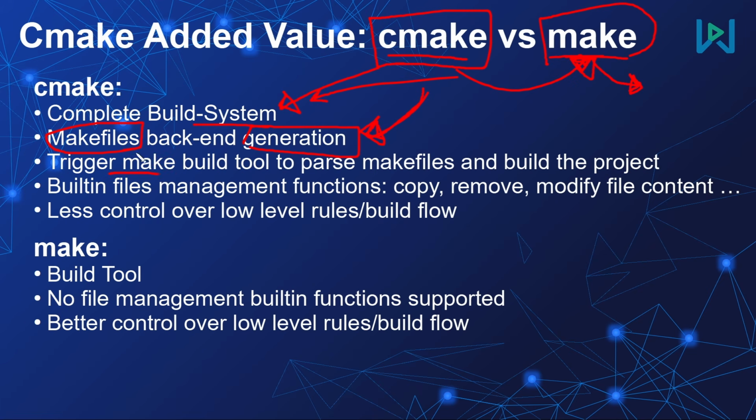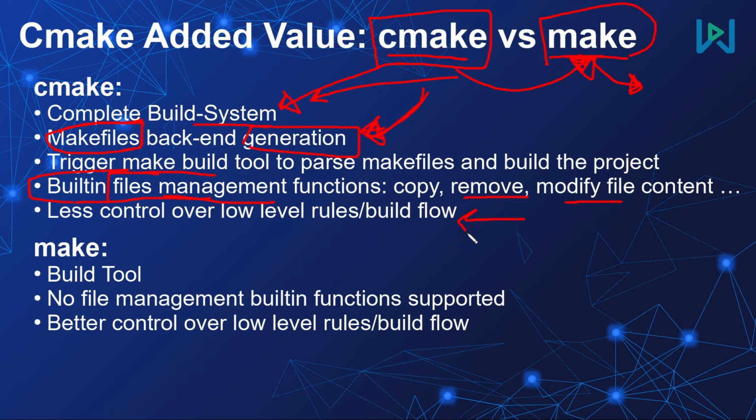After generating the list of the makefiles, the CMake will trigger the compilation of our project by invoking make, and this is done on the backend. So the generation and the invocation of make, all of this is abstracted for the user. As stated as well, it has a lot of built-in functions to handle files, like copying files from one location to another, removing files, and so on.